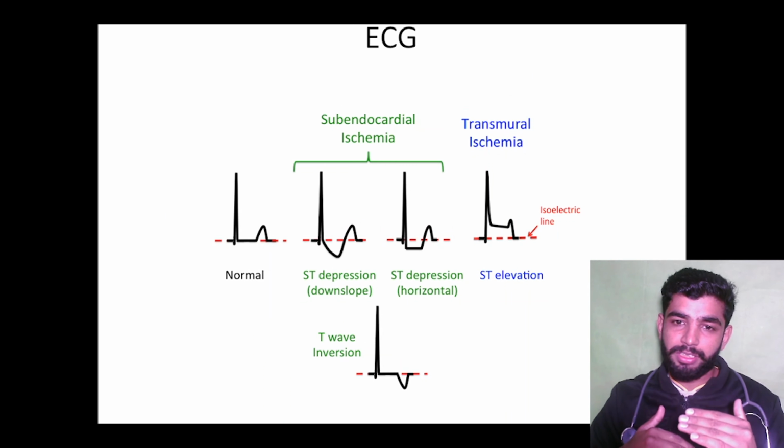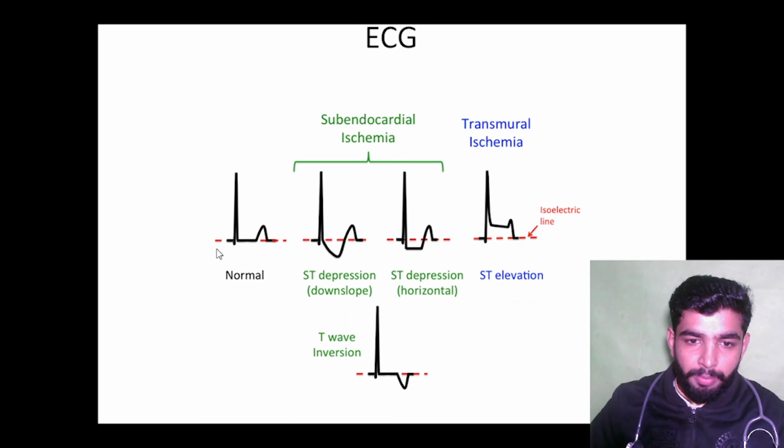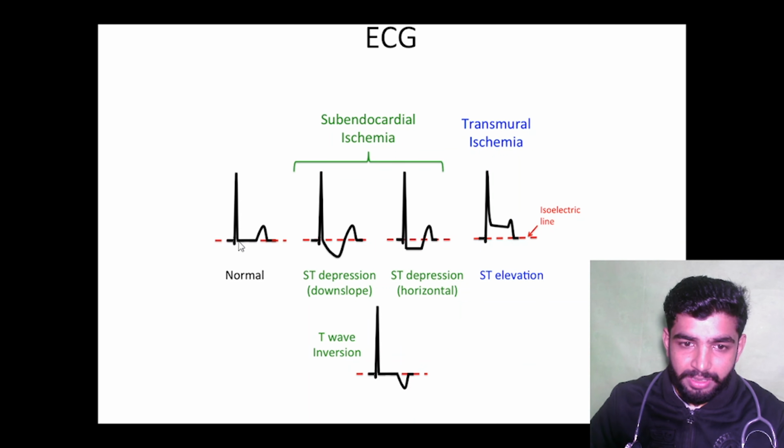Here on the ECG we are discussing ST segment depression and elevation. Here is a normal ECG diagram. The P wave is normally present, but it has not been shown here. This is the long QRS complex. Then this is the ST segment, and this is the T wave.